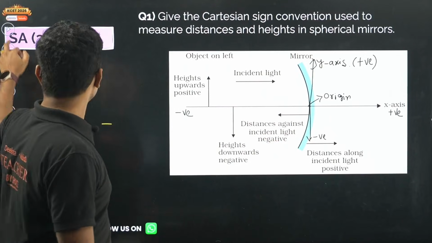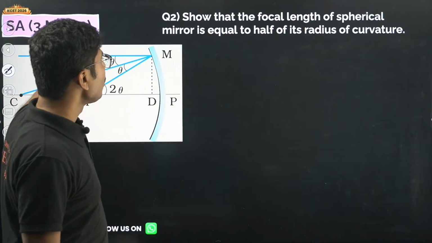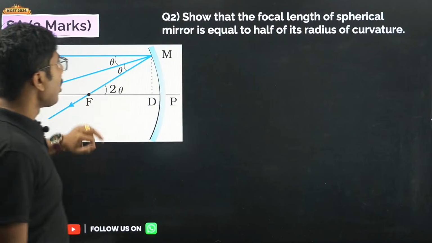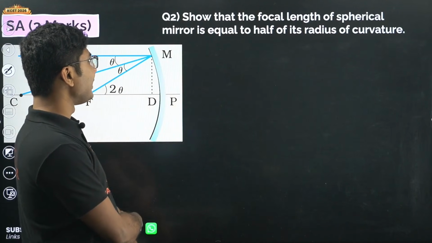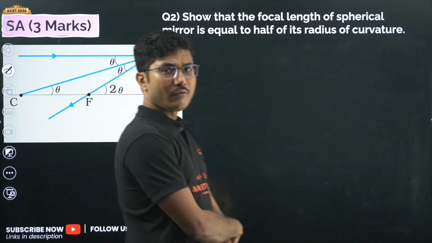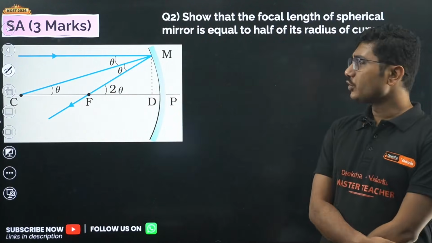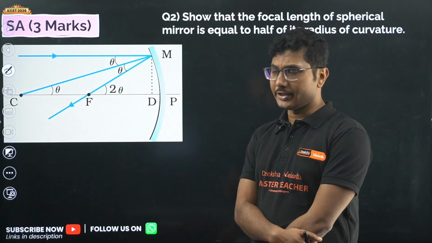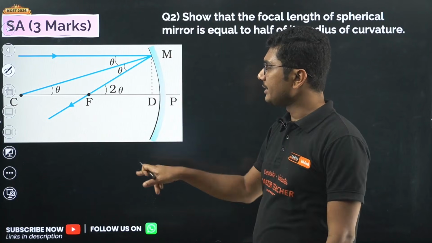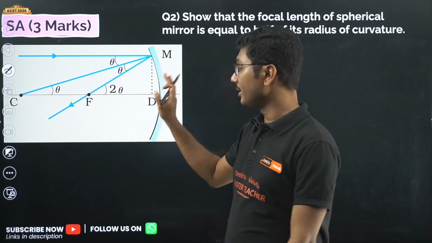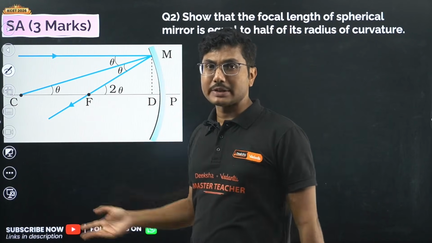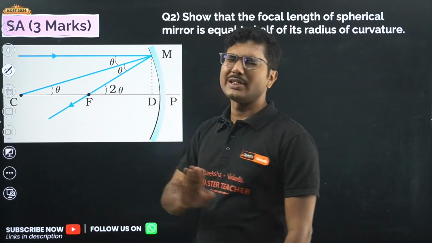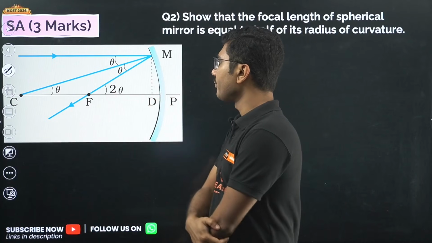Now the next question: show that the focal length of a spherical mirror is equal to half of its radius of curvature. So the first step is to draw this ray diagram. This is compulsory to draw, and remember, I have seen many students drawing lots of different diagrams.